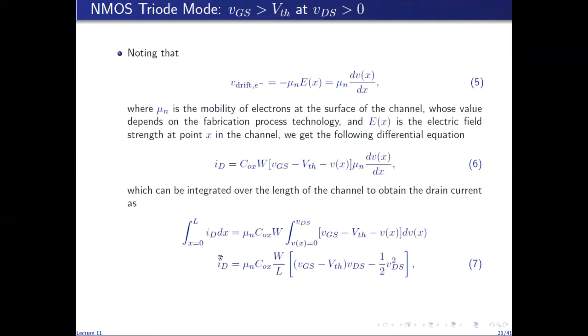So integrating the left hand side over x from 0 to L and the right hand side over Vx from 0 to VDS, we get this equation for the drain current, in which mu n is the mobility of the electrons, Cox is the oxide capacitance per unit area, and W over L is another very important parameter for the MOSFETs. It is called the aspect ratio. We also see that the drain current is a function of the overdrive voltage and the resulting drain to source voltage.